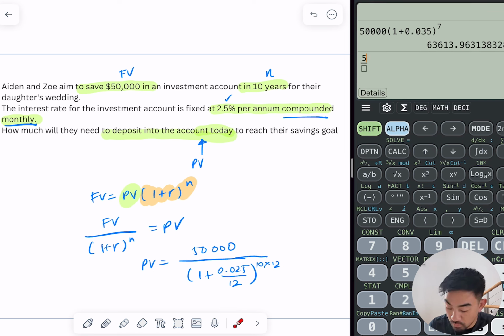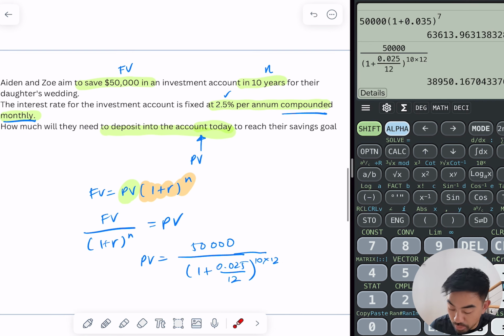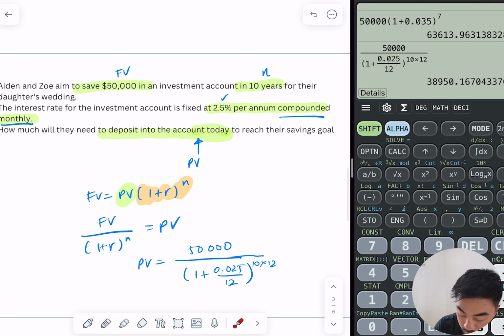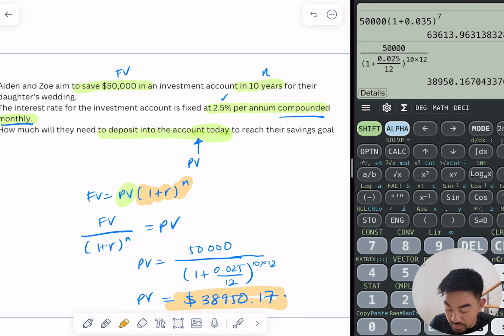So 50,000 over bracket 1 plus fraction, 0.025 over 12, to the power of 10 times 12. So the present value here is going to be $38,950.17. So in other words, they need to invest this now for 10 years at 2.5% compounded monthly in order to have $50,000 in 10 years' time. All right, cool.